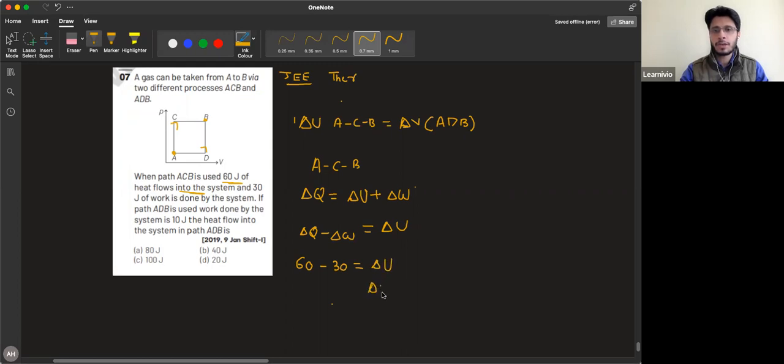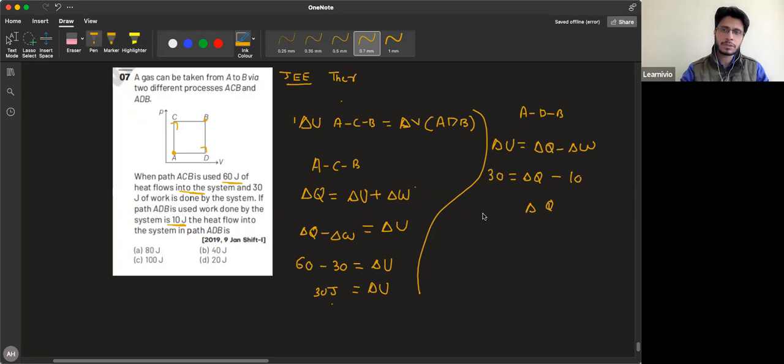So your delta U comes out to be 30. Next, you can choose another path, which is A, D, B. If I choose this path, then delta U is again delta Q minus delta W. And delta U will be the same as that of the path ACB. So how much is delta U? Delta U is 30 joule. The part we calculate first is delta Q. This is what you have to calculate. Delta W is 10 joule. So your delta Q will be 30 plus 10.